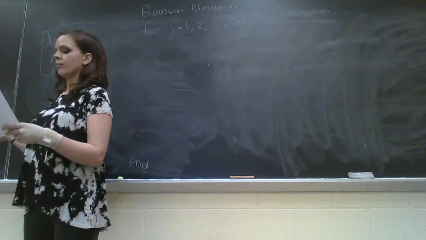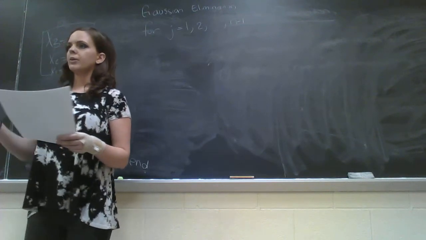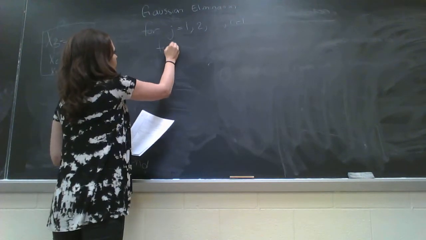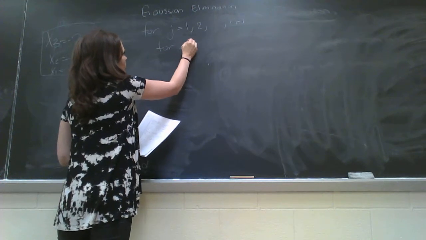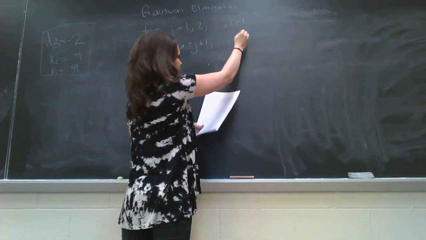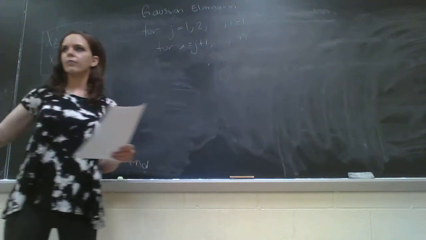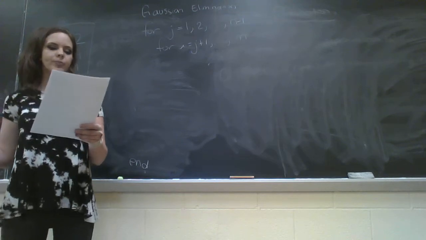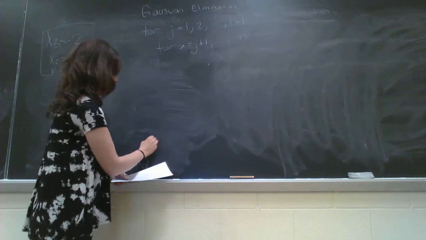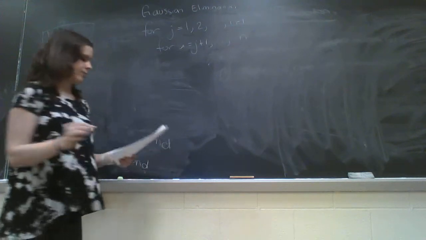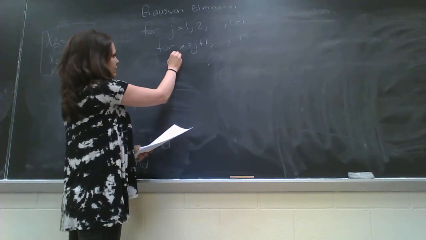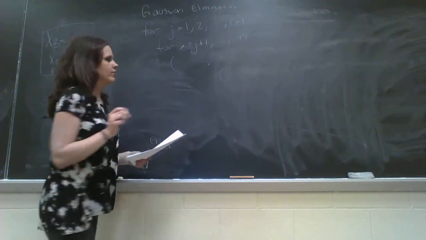J plus 1. Right, J plus 1, because it's going to be the row right after the column that you're working in. So for I equals J plus 1 all the way up to n. So we want to work on every row. We want to go all the way down to the last row. And we'll end this loop. Okay. So now we're going to have something in here, but I'm going to skip that for now.